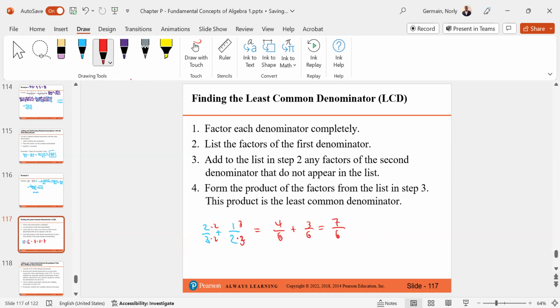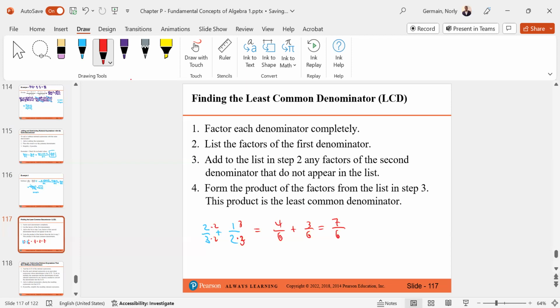We look for the smallest number that contains both 2 and 3, okay? And you see that number is 6. So it is used as the least common denominator. We call it LCD. The LCD, the least common denominator of several rational expressions, is a polynomial consisting of the product of all prime factors in the denominators, with each factor raised to the greatest power of its occurrence in any denominator.